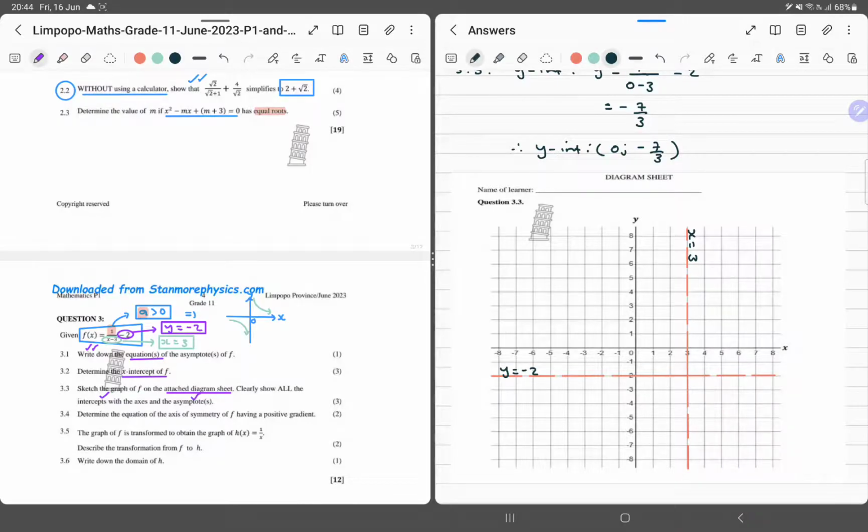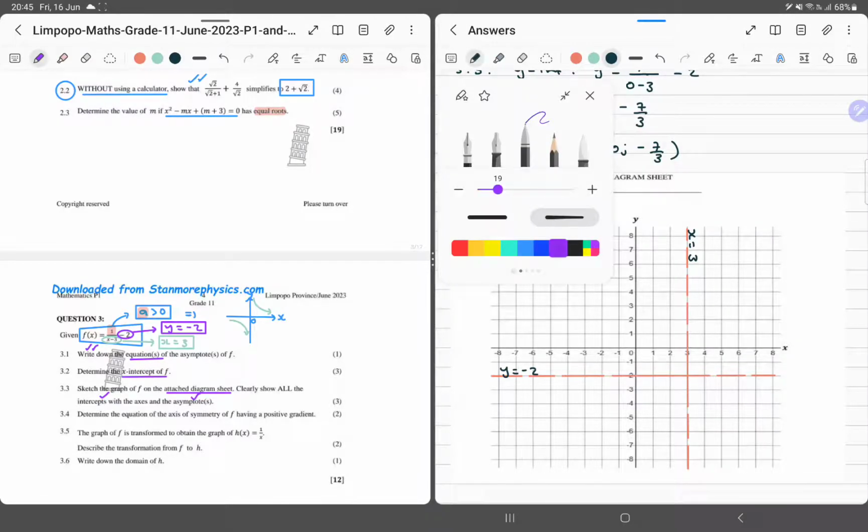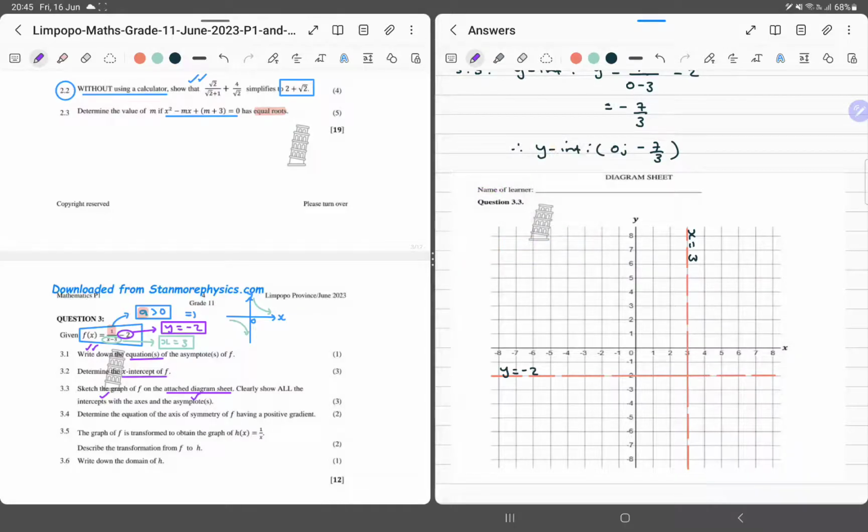So now what is next is for us to draw the graph. So let's make it a bit colorful. We know that our y-intercept is 3,4. Our x-intercept is 3,4. So this is halfway between 3 and 4. So it's 3,5, sorry. Okay, so we know that it will cut there.